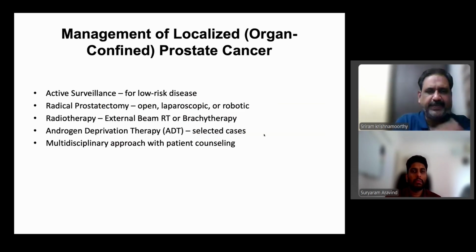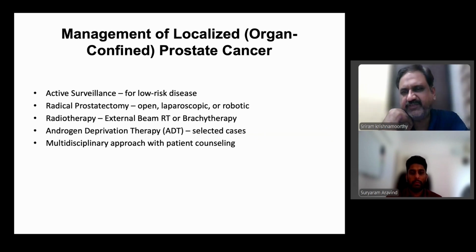If you have a patient with an organ confined prostate cancer with no other metastasis anywhere else in the body, what are the options you have? We'll classify prostate cancer as localized and locally advanced, then metastatic, metastatic hormone refractory, non-metastatic hormone refractory. How to manage each of these? What are the options you have in there? So that way we will discuss today. This will be a comprehensive overview.